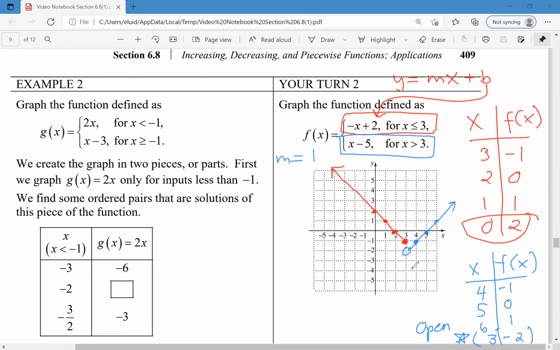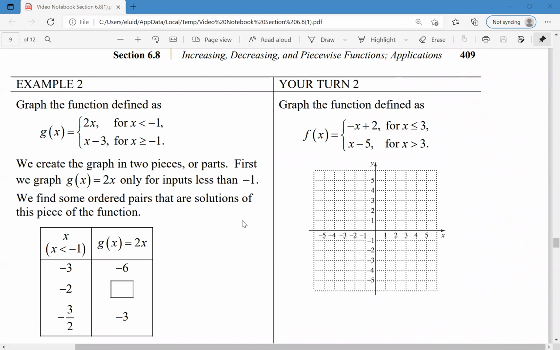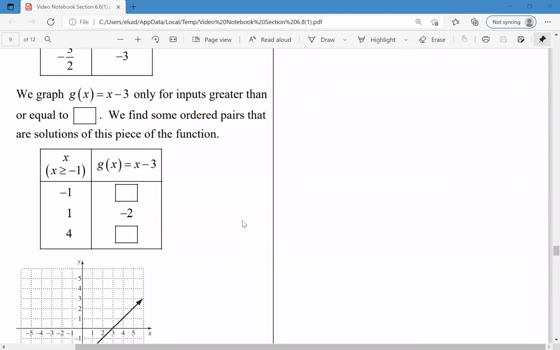So anyway, as I already said, on the homework for the MyLab Math assignment, I believe you can narrow down the choices of your graphs. If you think about it in terms of slope, that might help you to choose the right graph. All right, so that was Your Turn 2 for graphing piecewise functions.